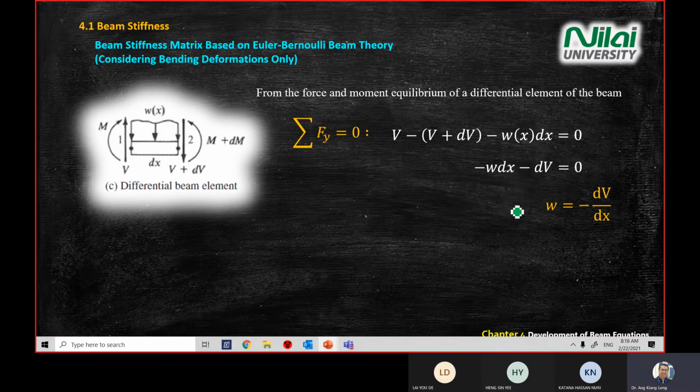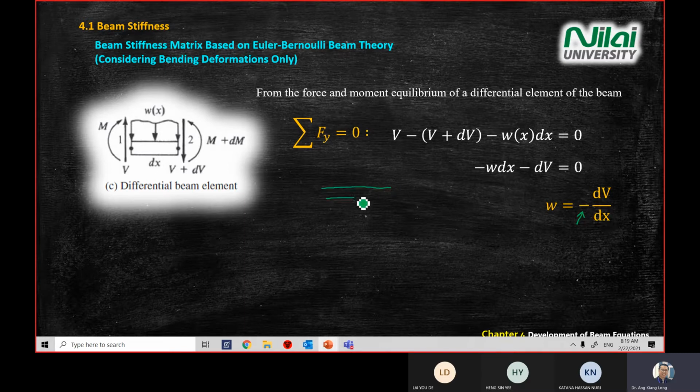So the first equation from last week that you need to remember, starting from today, is your distributed load W, which is this one: W equal to negative dV. Again, V here is the displacement in the Y direction. So why do we have a negative sign here after we do all the force in Y equal to 0? I'm going to explain. You have to understand why there is a negative sign there.